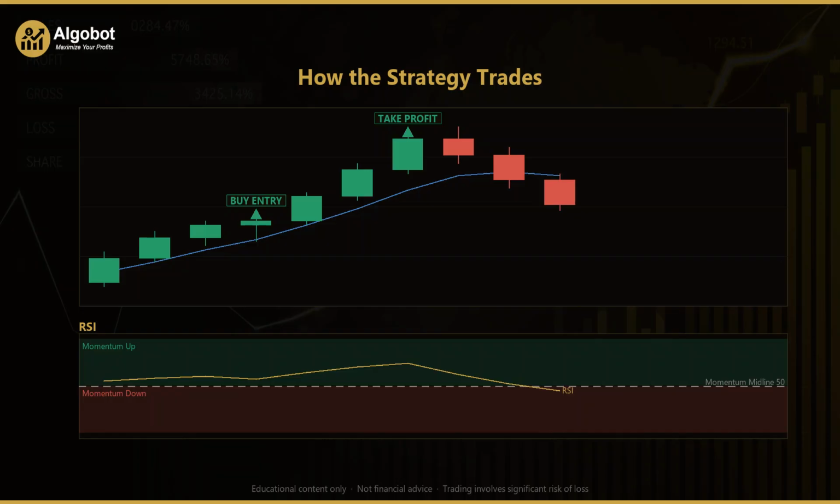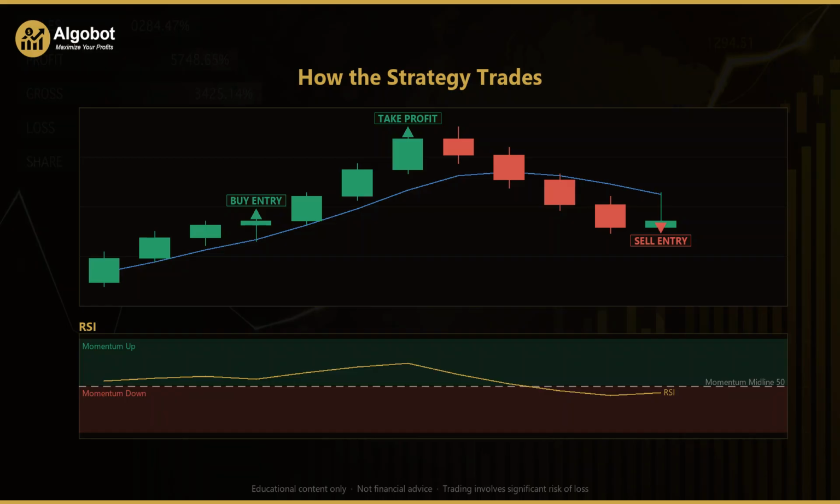Now the character of the market changes. Around the 7th and 8th candles, the rally stalls, and the adaptive line flattens and begins to roll over. Price starts making lower closes, and the blue line now slopes downward, so the trend filter has flipped to an adaptive downtrend. In the panel below, the relative strength index has dropped through the 50 midline into the momentum down zone. Watch the 12th candle in the sequence.